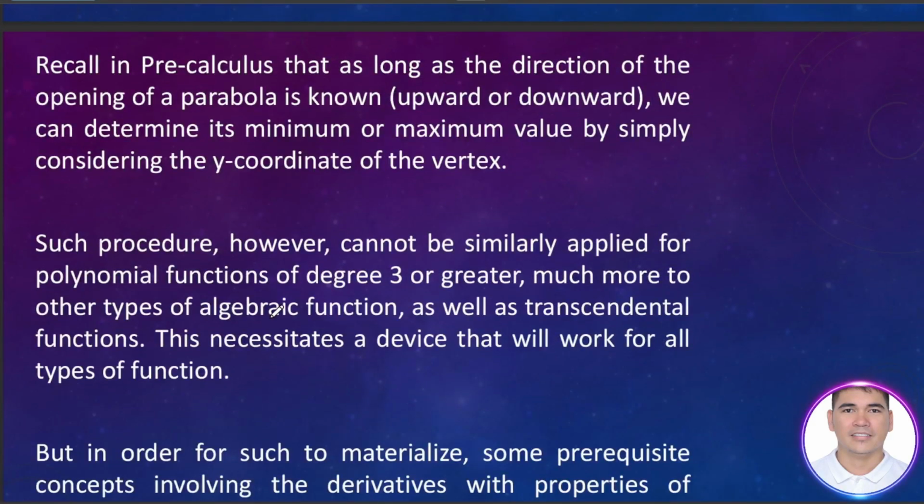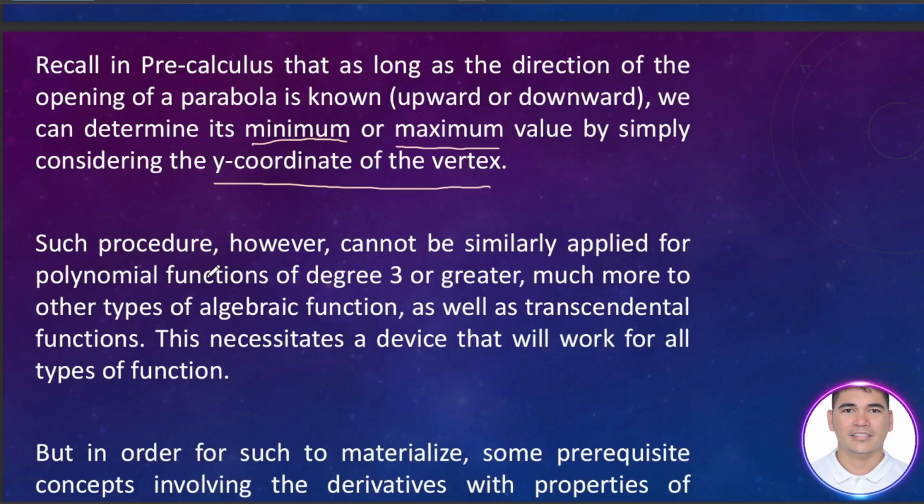So recall in our pre-calculus class that as long as the direction of the opening of a parabola is known, so we know about parabolas, right? Upward or downward opening, we can determine its minimum or maximum value by simply considering the y-coordinate of the vertex. So take note that the vertex has two coordinates, the x and y. Talking about the minimum or maximum, we tell it with the y-coordinate of the vertex.